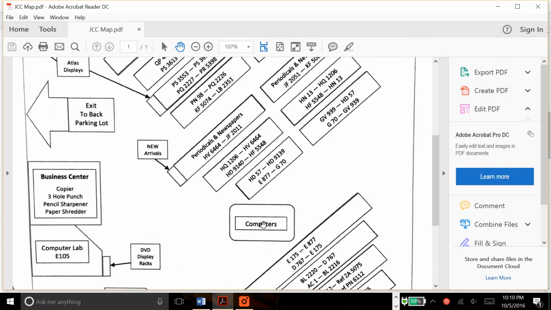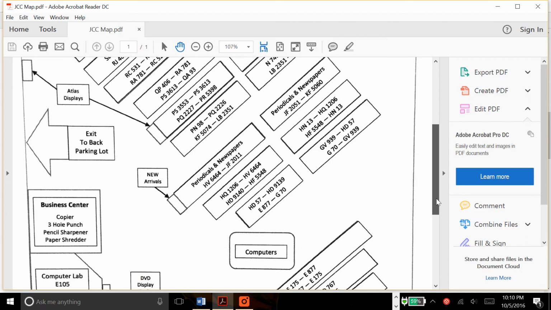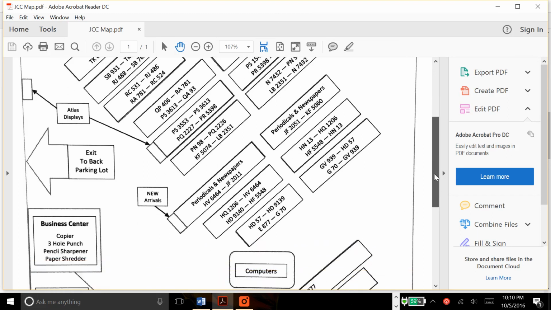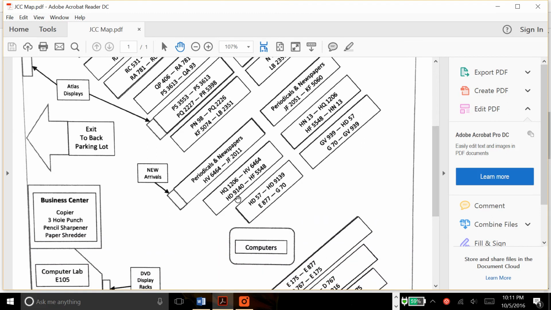You have to go around the computer corral in the middle. And then the rest of the E's, clear up through Z, back by the children's area, are here. For your convenience and to help you out, these are also located on the front of the stacks.